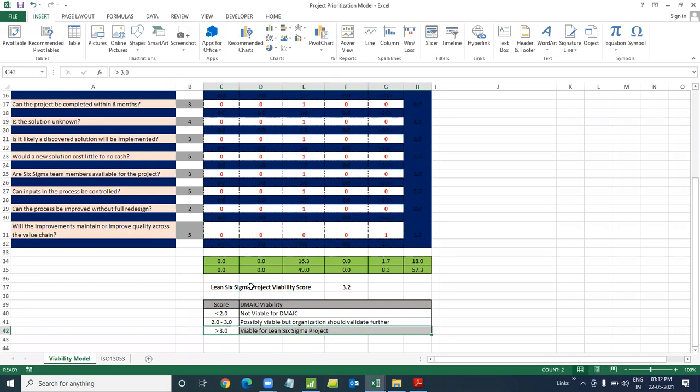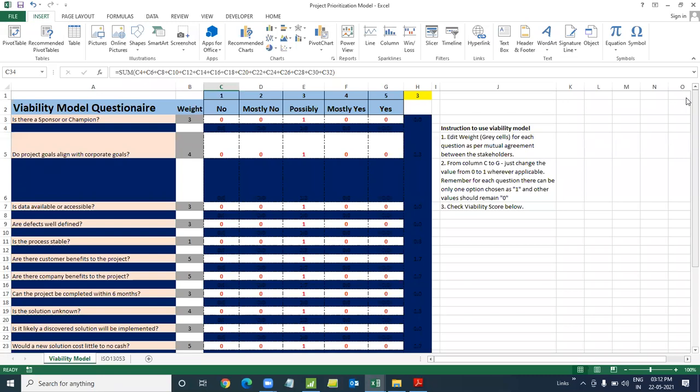So in this case, say whatever is the score, 3.2. It's a viable project for a Lean Six Sigma project. So it's all formula linked, or formulas are already incorporated in here. This template is available for, so if you have 3 different problems like quality, improving production, you will have to make 3 different viability models and then select the best one out of them. So for every problem, you will be creating a template like this. This is for a viability one.